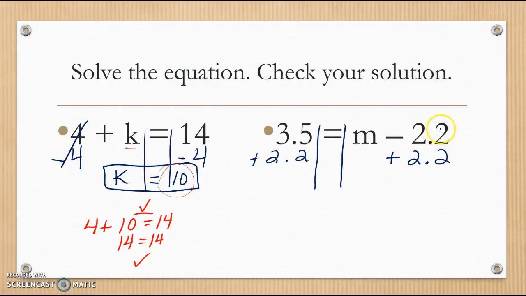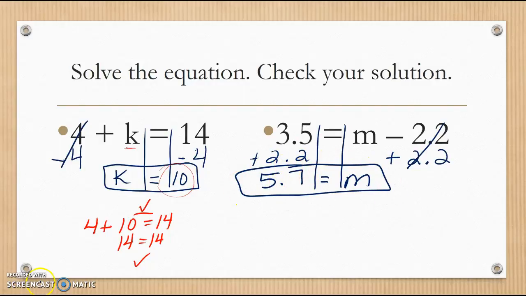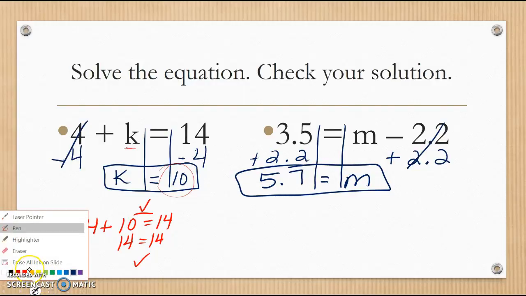So negative 2.2 plus that positive 2.2, those are canceled out. We're left with just m. And then on our left side, 3 and 5/10 plus 2 and 2/10 is going to give us 5 and 7/10. So that is our answer. But again, to make sure we're right, we're going to plug that into a check step.